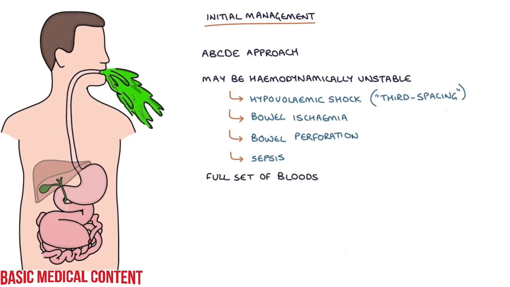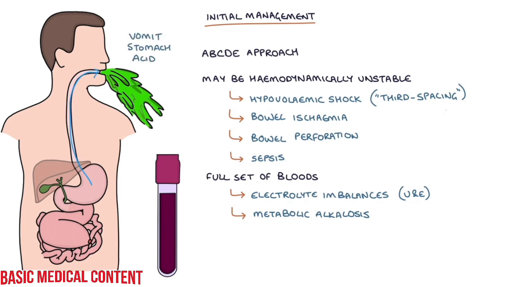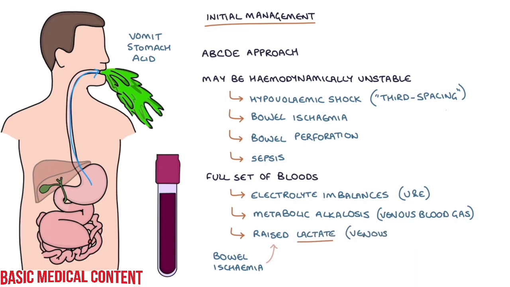A full set of bloods are required as with any acute abdomen. Key things to look out for with bowel obstruction are electrolyte imbalances on the U&E blood test, metabolic alkalosis due to vomiting stomach acid, which you might see on a venous blood gas, and bowel ischemia, which is indicated by a raised lactate, which can either be tested on a venous blood gas or a laboratory sample.